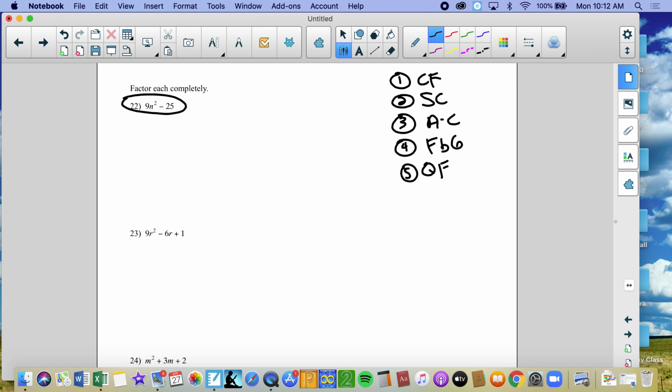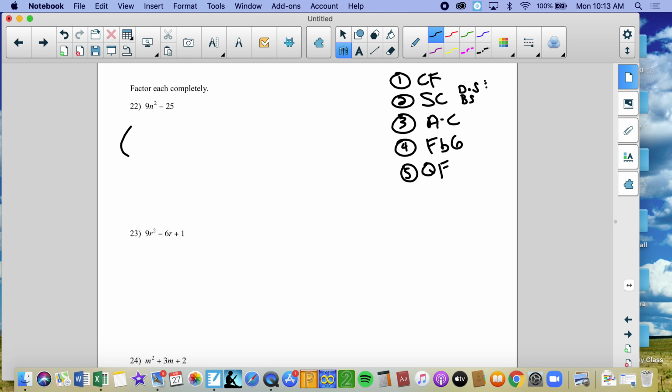Common factor: there is no common factor from 9n squared and negative 25. However, it is a special case. Special case, we're looking for dead on the street, difference of squares, or bologna sandwich, binomial square. Remember, dead on the street has 3 criteria: 2 terms, subtraction, and both perfect squares. So this has 2 terms, it has subtraction, and both are perfect squares. So this is a difference of squares.